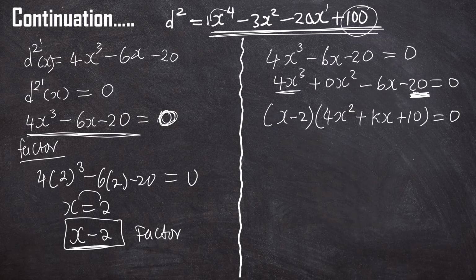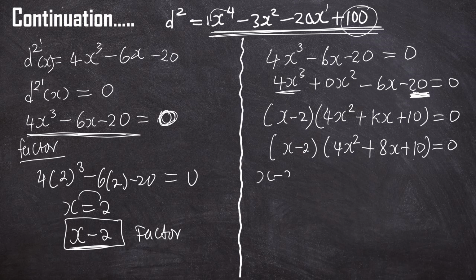Okay, now that we get k equals 8, where there is k, I'm just going to put 8. Then we now got our factor x squared plus 8x plus 10, and this is equal to 0. We do know that x minus 2 will be equal to 0, by the zero factor rule, or 4x squared plus 8x plus 10 is equal to 0. We do know that here x equals 2, right? That's our first value of x.